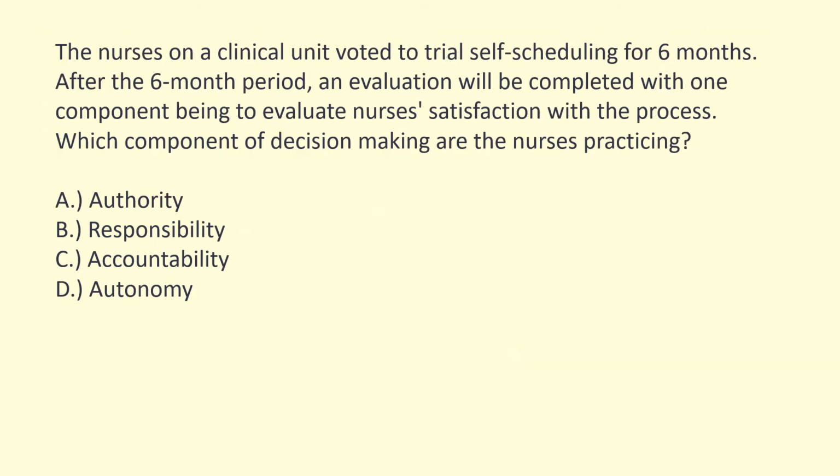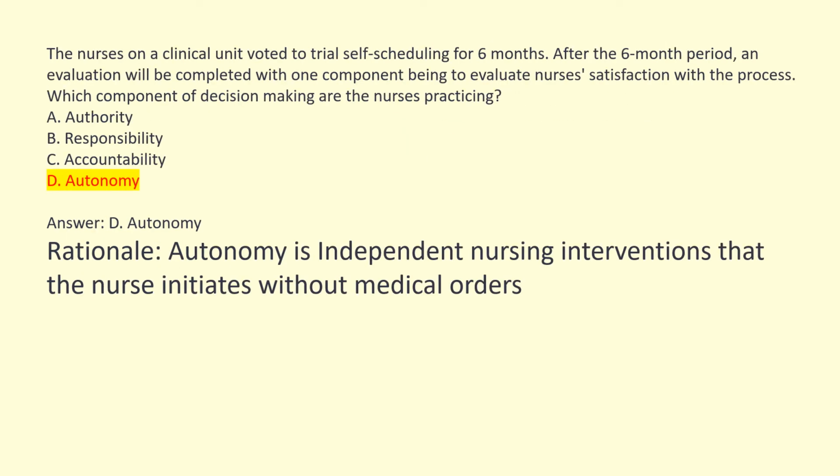The nurses on a clinical unit voted to trial self-scheduling for 6 months. After the 6-month period, an evaluation will be completed with one component being to evaluate nurses' satisfaction with the process. Which component of decision-making are the nurses practicing? A. Authority. B. Responsibility. C. Accountability. D. Autonomy. Answer: D. Autonomy. Rationale: Autonomy is independent nursing interventions that the nurse initiates without medical orders.